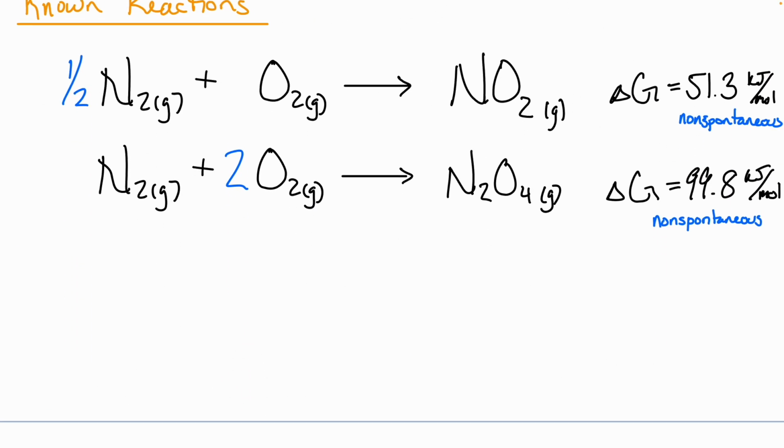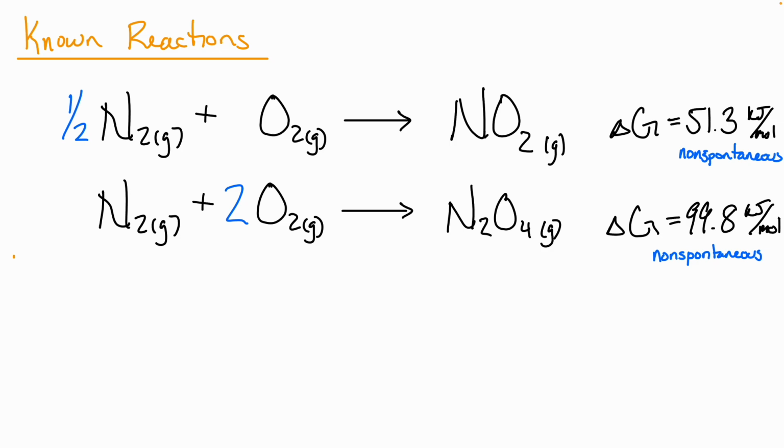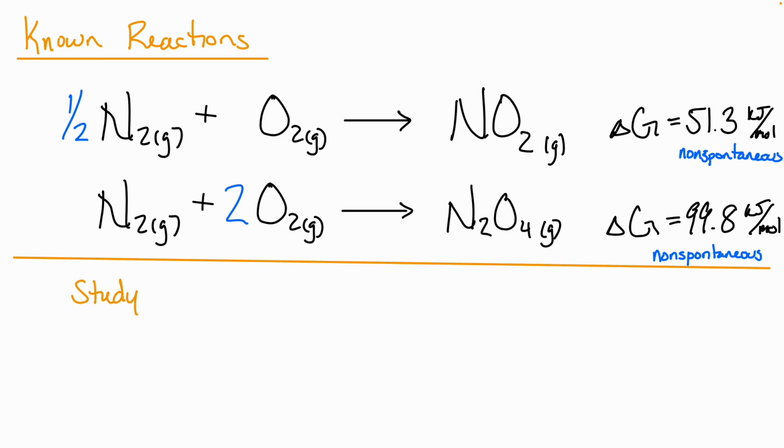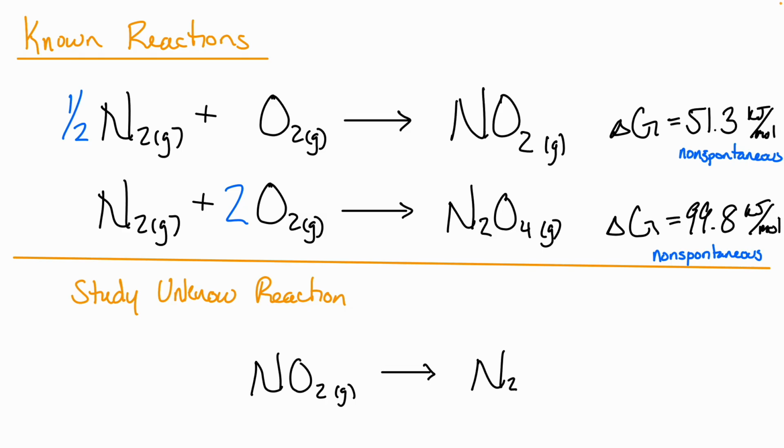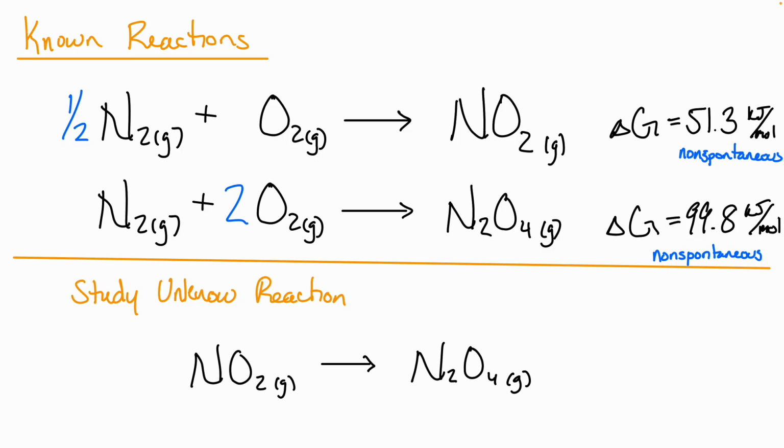And what I'm going to do is combine these in order to study an unknown reaction. All right, I want to study this unknown reaction, where nitrogen dioxide gas gets converted into dinitrogen tetraoxide. And this reaction I haven't studied before, so my delta G, I don't know. That's what we're trying to figure out here.